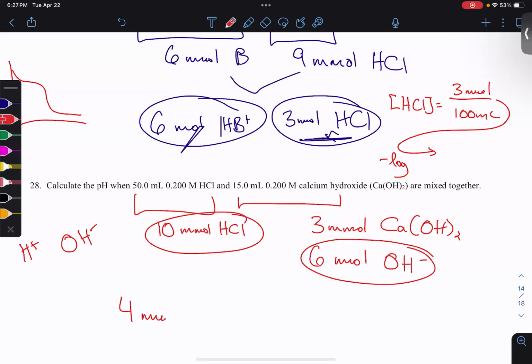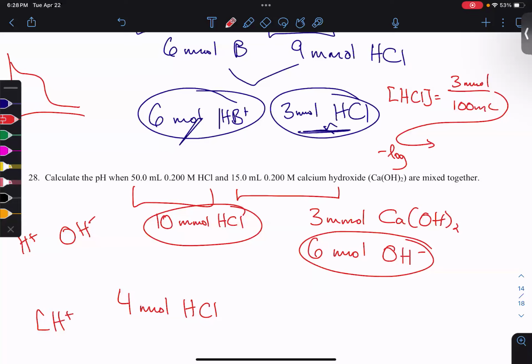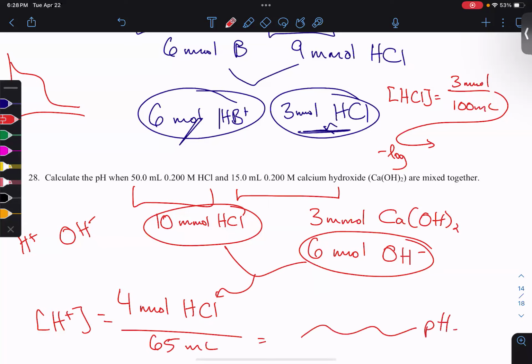HCl, 4 millimoles of HCl. And that is what's going to dictate our pH, because when we mix a strong acid and a strong base, the salt that's created is just a pH neutral salt, so we can just ignore it. So we just want to calculate the H+ concentration after this reaction. So we take whatever's in excess, in this case HCl, and calculate the concentration. So what is this? Over 65 milliliters. And then whatever that concentration is will give us our pH.